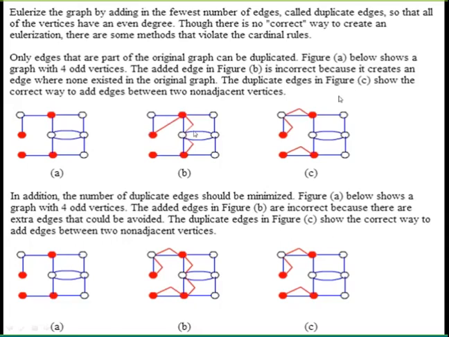Okay. So C shows the correct way to address adding edges between 2 non-adjacent vertices. So I'd have to go back and back again. Okay. So then it says the number of duplicate edges should be minimized. So figure A shows a graph with 4 odd vertices. The added edges in figure B are incorrect because there are extra edges that could be avoided. The duplicate edges in figure C show the correct way to add edges between 2 non-adjacent vertices.